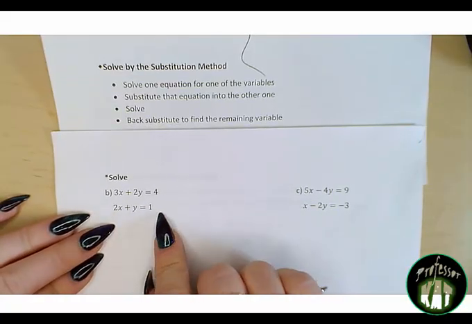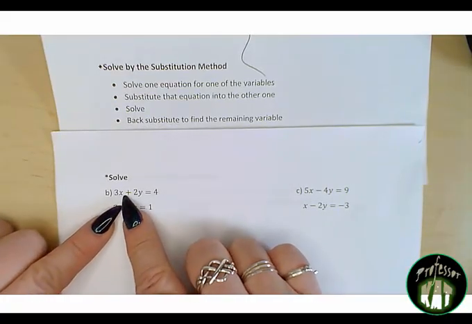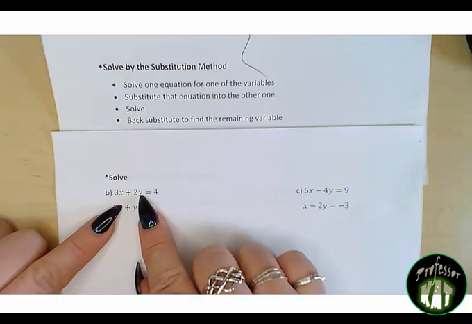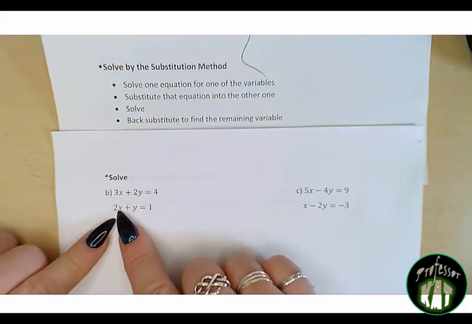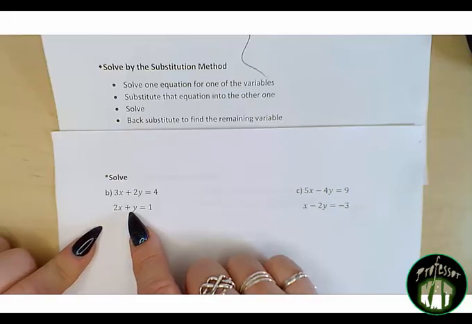Now, when choosing an equation and choosing a variable to solve for, we have two equations, two different variables to choose from. Our top equation, we can either solve for this x, we can solve for this y, or this bottom equation, we can solve for this x, we can solve for this y.